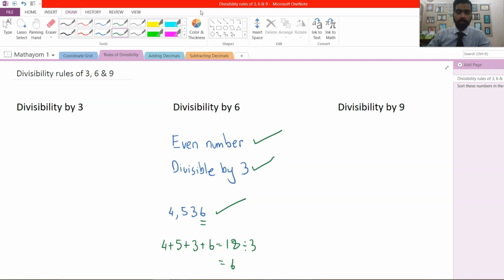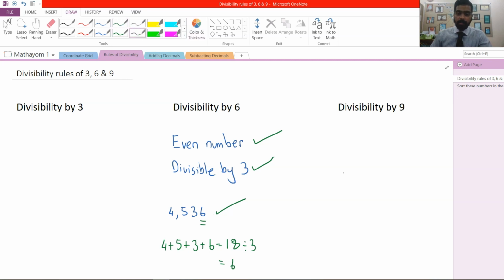Now, coming to the last part of this video, in order to check if a number is divisible by 9, it is very, very similar to the divisibility rule of 3. So, in order for us to check if a number is divisible by 9, we have to take the sum of the digits and see if it can be divided by 9.